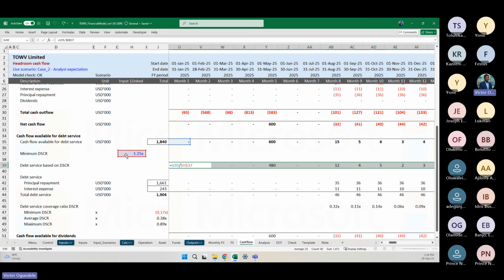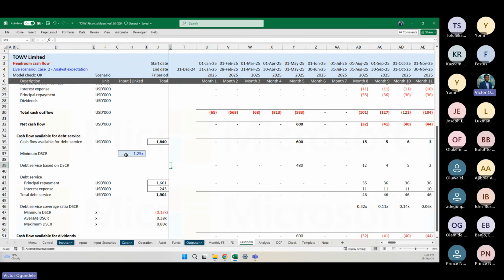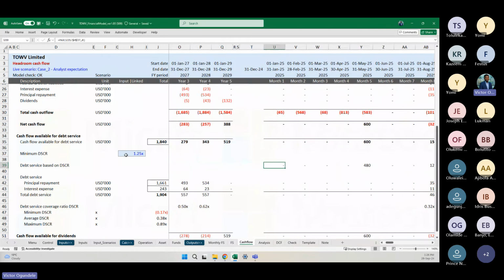Okay. Then I need to put a restriction. So max of this and 0, so that whenever the cash flow available for debt service is negative, it's not going to calculate.